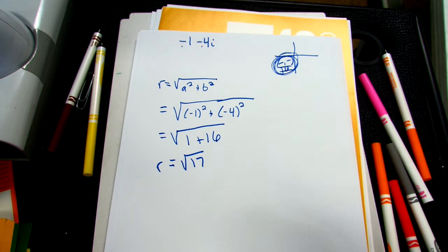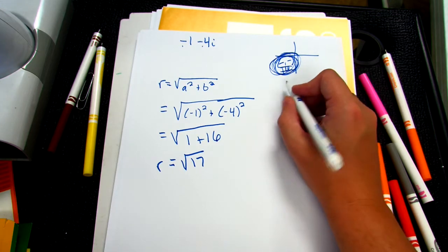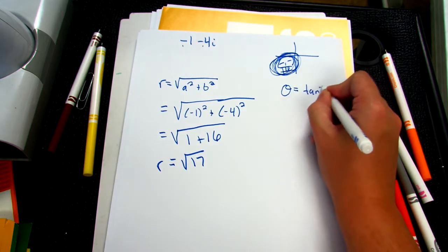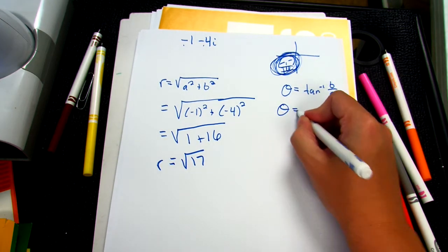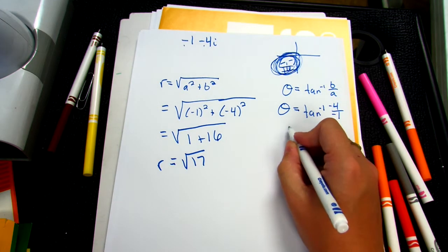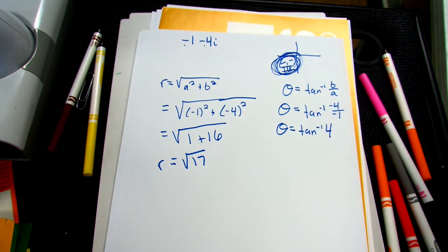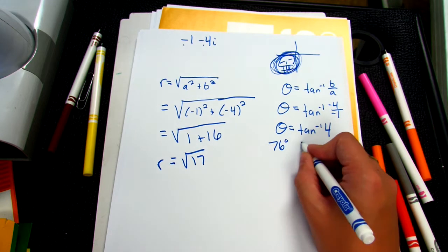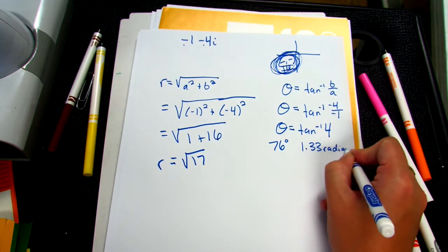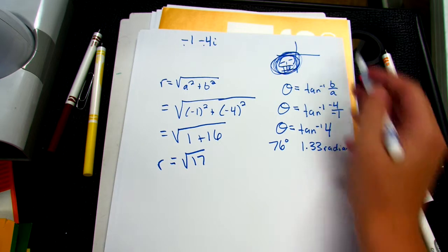Okay, awesome. Now let's do theta. This is where we've got an issue. Because theta is equal to the tan inverse of b over a, we get theta equal to the tan inverse of -4 over -1, which means it is the tan inverse of 4. So this one's not on your chart, so you have to use your calculator. And when you use your calculator, you're either going to get 76 if you're in degrees, or 1.33 if you're in radians, okay? So 76 degrees or 1.33 radians, that's in the first quadrant.